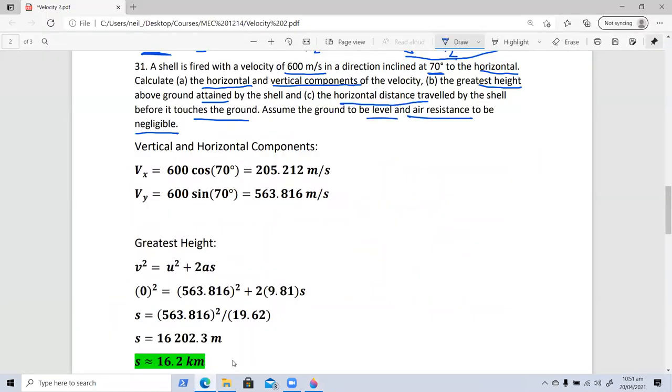So for the vertical and horizontal components, we remember from last semester, we can just use our trigonometric ratios, sine and cosine, to break down an angular velocity, any vector at an angle, into its orthogonal components, vertical and horizontal. So something like, just give me a second.